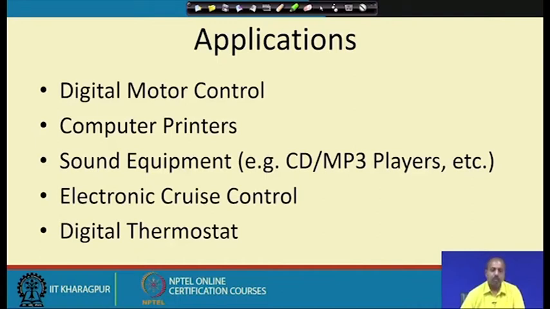Then cruise control, like when you have to control some vehicle or a missile in some direction. There also we go for digital control because of this error tolerance and all, but then how to control that cruise? For that we need this digital to analog converter. And digital thermostat, basically this temperature control mechanism. There also you need this digital to analog converter for controlling the thermostat.